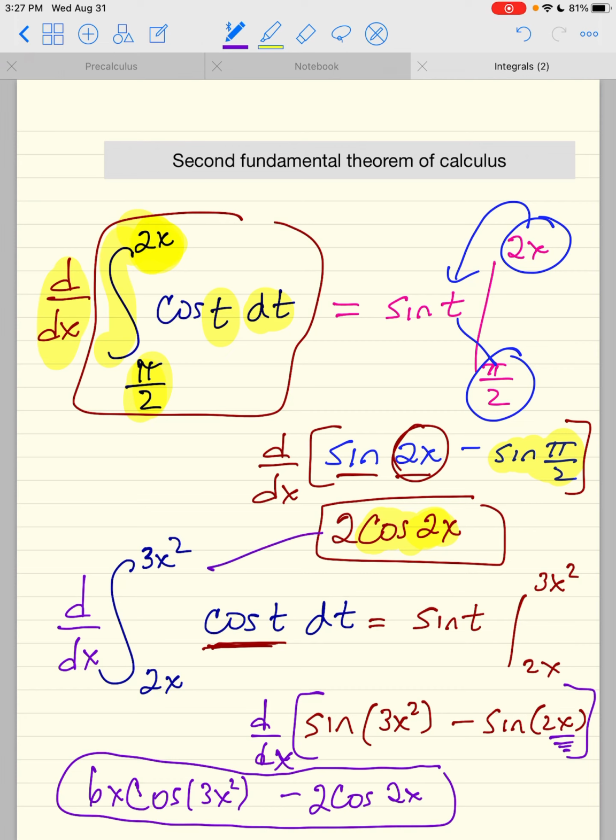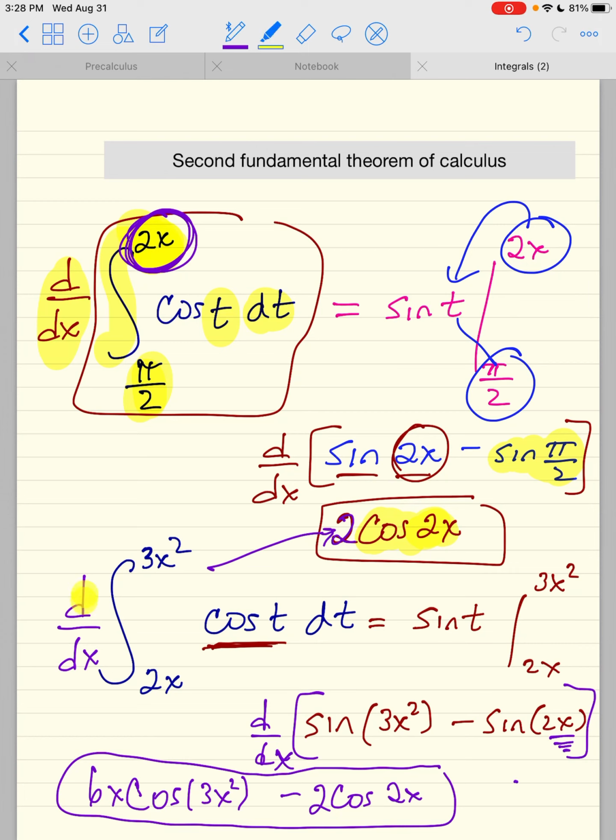Well, what about this 2 here? How did that get there? After you plug in the bound that has the variable, you take the derivative of the bound. The derivative of 2x is 2. Let's see if it works here.